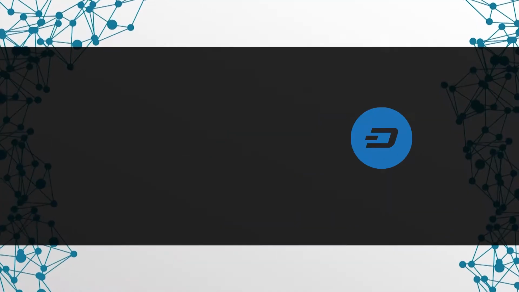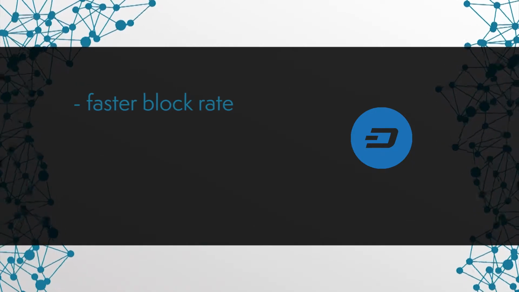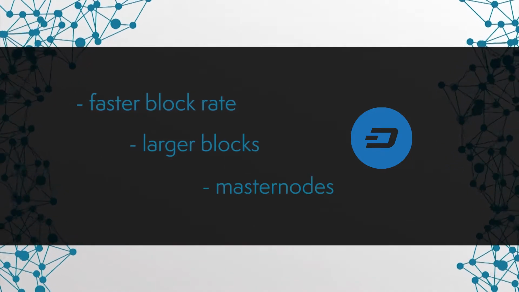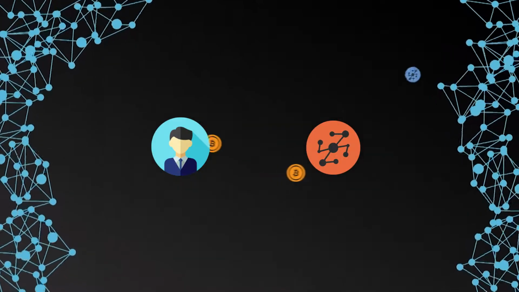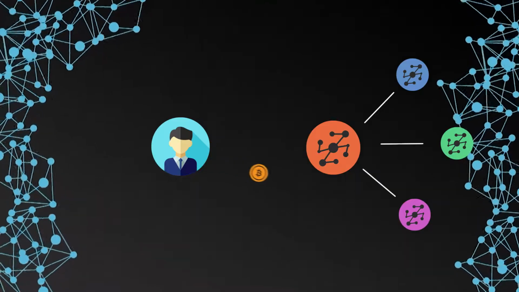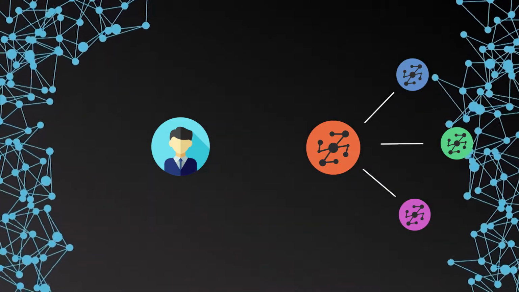Dash is based on the Bitcoin protocol, with a few differences and improvements compared to its bigger brother. This blockchain-based technology has a faster block rate, larger blocks, and so-called masternodes. As we already know from earlier videos about Bitcoin, nodes are basically different computers inside the network which can verify the transactions. For example, when I'm sending you Bitcoins, I can broadcast this information to a single node which will distribute the information to other nodes until everyone in the network has verified our transaction. Nodes also help miners create new blocks on the blockchain.